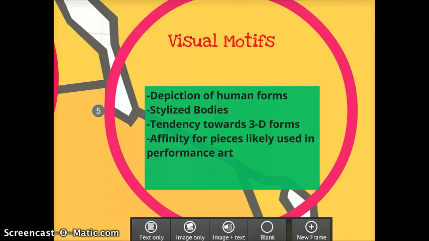So talking about visual motifs, you're going to see a lot of human forms in this type of art, but they will almost always be stylized. This means they may have geometric looking faces, cylindrical arms and legs, exaggerated, almost like a caricature at points, and there's a tendency towards 3D forms. You're unlikely to see a lot of paintings from this region, and that's just because they didn't have the resources to create those kinds of things. There's also going to be an affinity for pieces that would be used in some way, so used in a ceremony or maybe used in everyday life.